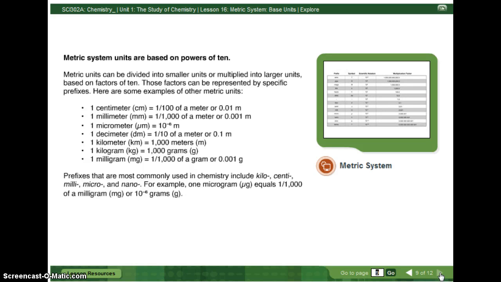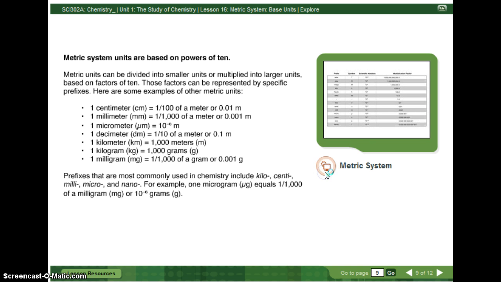Prefixes that are most commonly used in chemistry include kilo, centi, milli, micro, and nano. So you might have heard of the iPod Nano, meaning the really small one. Nano is 10 to the negative 9th. Very, very, very tiny. For example, 1 microgram equals 1/1000th of a milligram, or 10 to the negative 6 grams.